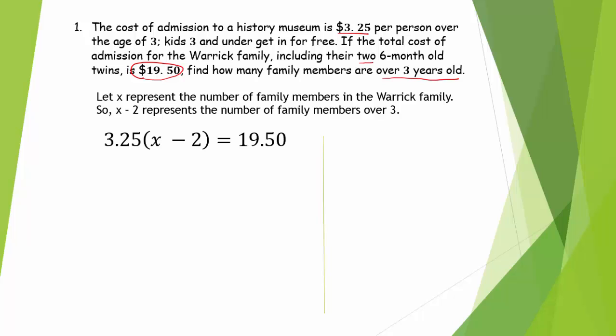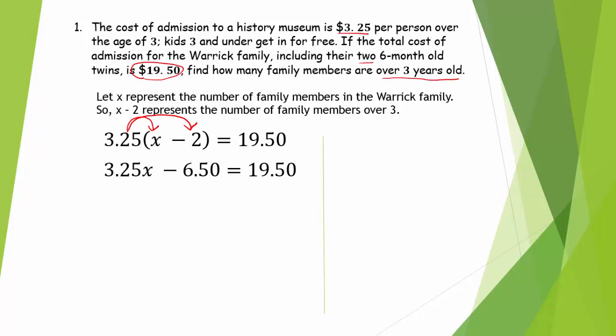So to solve this equation, the first thing we're going to do is distribute 3.25 through the parentheses to clear the parentheses. And that'll give us 3.25x minus 6.50. I'm leaving it all in terms of money because I know that within this problem, the $3.25 represents money, the $19.50 represents money. That's why I chose to write 6.50 and not just 6.5.